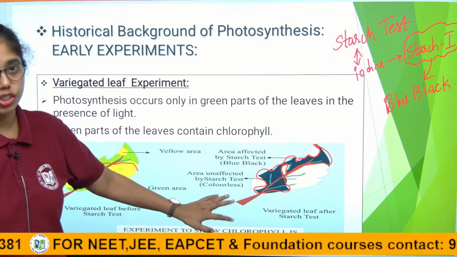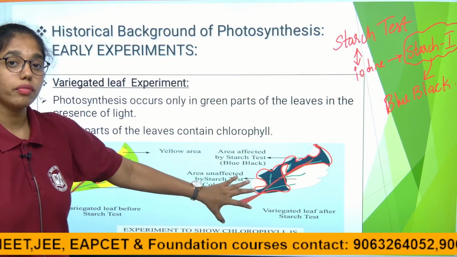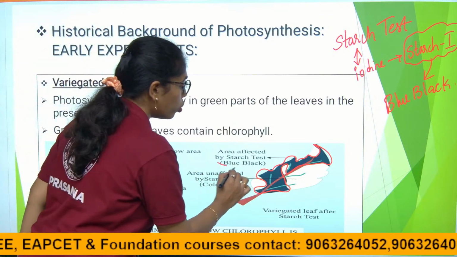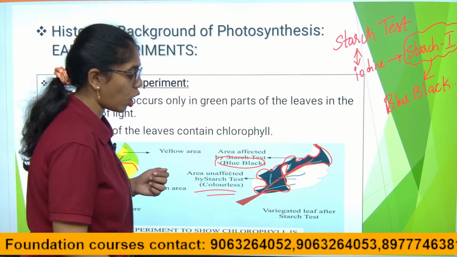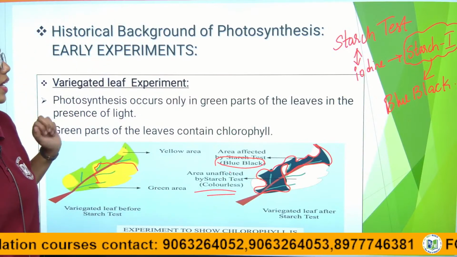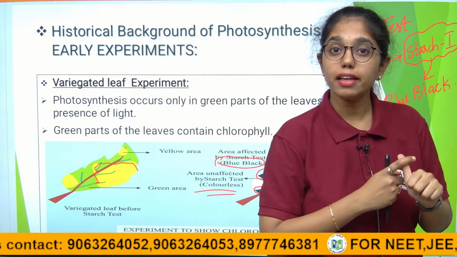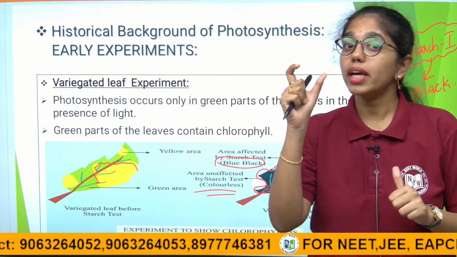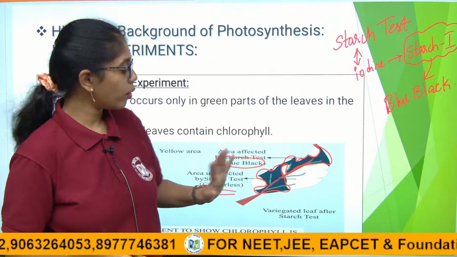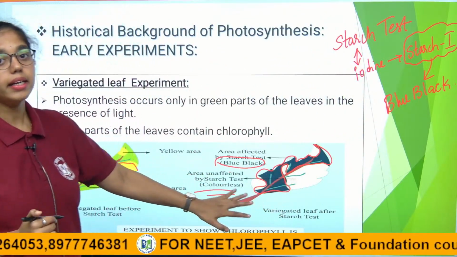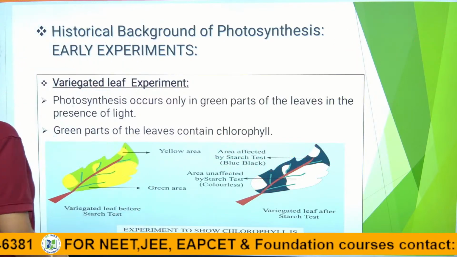After the starch experiment, only the green part of the leaf has reflected blue black color, the rest of the leaf remains colorless or pale. With this variegated leaf experiment, we can say that green parts of the leaf have chlorophyll. So, in the presence of chlorophyll, photosynthesis is happening, and at the end what is formed? At the end glucose is formed. Fine. So, yes, this is the variegated leaf experiment.